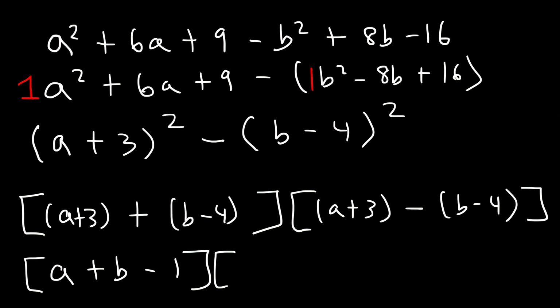On the right, we need to subtract. It's going to be a minus b if you distribute the negative sign. And then this is plus 3, and then negative b is plus 4. So 3 plus 4 is 7. So this is the answer. A plus b minus 1 and a minus b plus 7.